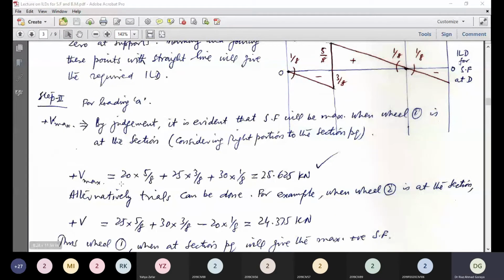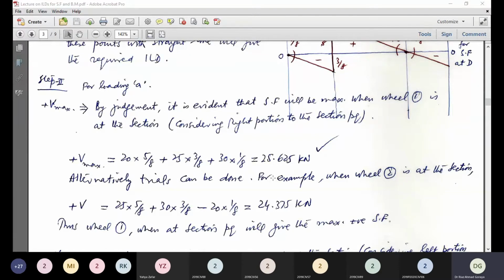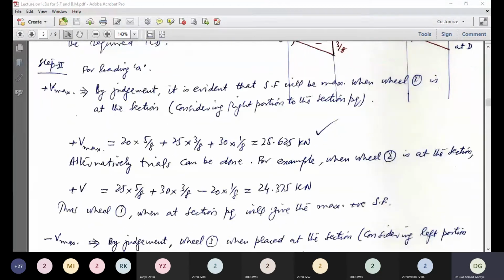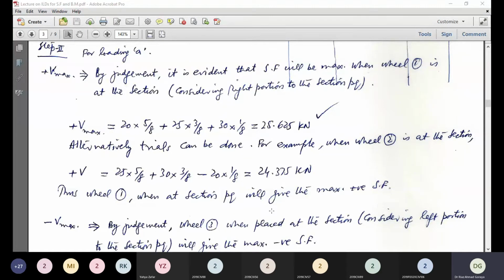When wheel 1 is at the section, it is 20 into 5 by 8 plus 25 into 3 by 8 plus 30 into 1 by 8. The sum is 25.625. Alternatively, when we make the trial with wheel 2 at the section, it will be 25 into 5 by 8, plus 30 into 3 by 8. Wheel 1 will be in the negative portion, so it will be subtracted: minus 20 into 1 by 8, giving 24.375. It is close to the first value. In such situations, you can make the trials. So the conclusion is that wheel 1 at the section PQ will give the maximum positive shear force.